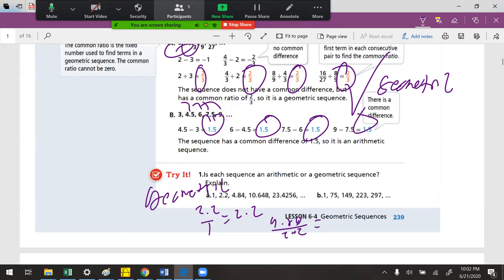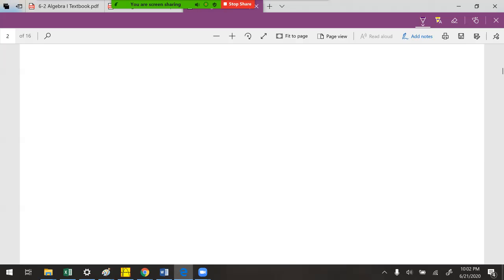Okay, this one here, it's not. You're adding by 74 to get to the next number for each of these. So this is arithmetic. Again, geometric, you're multiplying. Arithmetic, you're adding or subtracting to get to the next number.